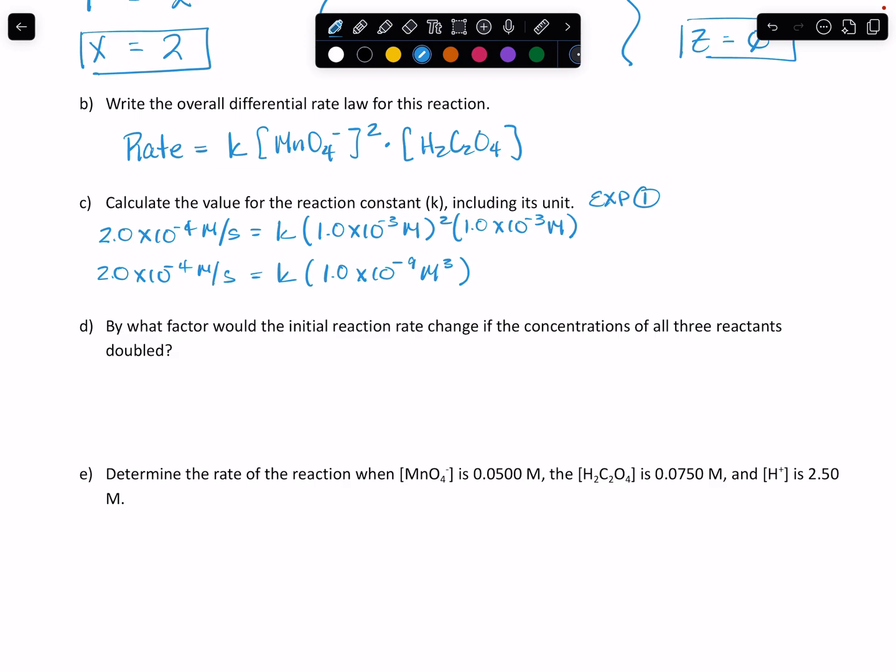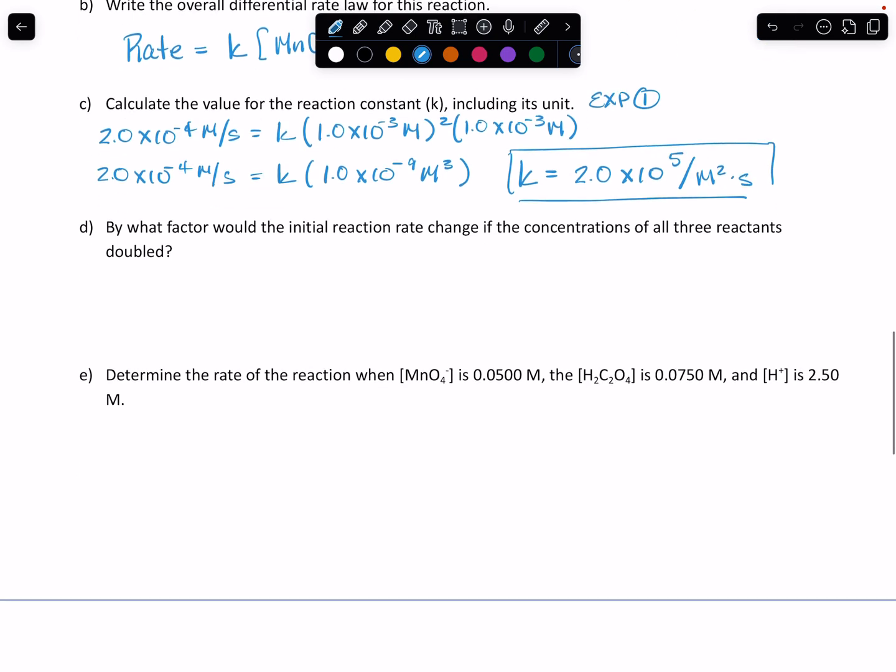leave 2 behind. So in other words, K is going to be equal to 2.0 times 10 to the fifth. And the unit here will be per molar squared seconds. All right. The units for K are very important, so you need to make sure that you list them with your K value. So make sure you are paying attention to what those are going to be.